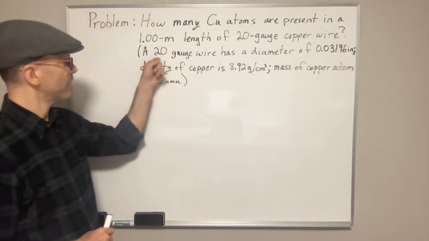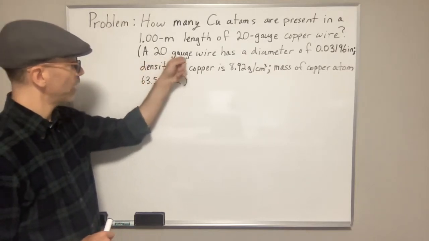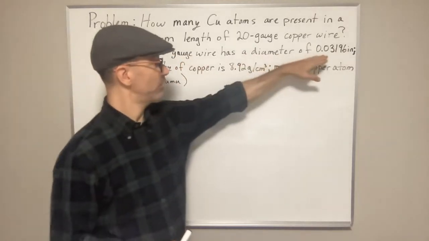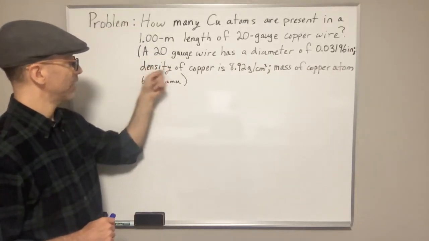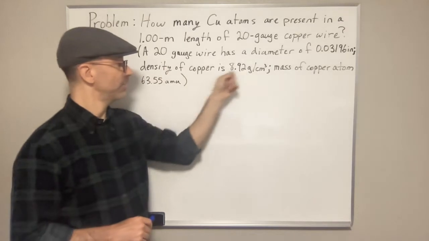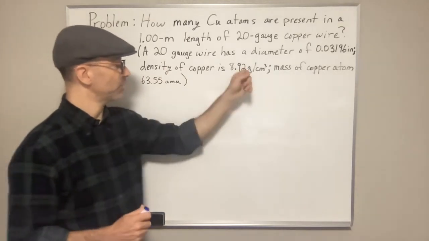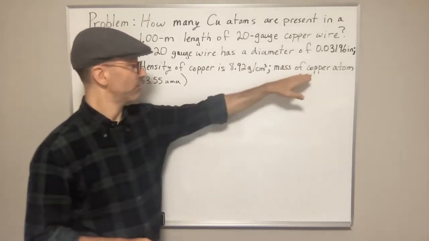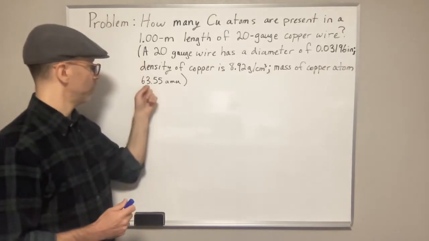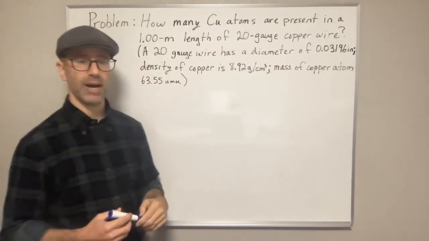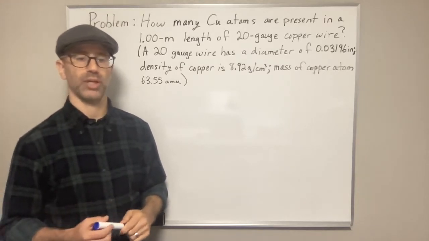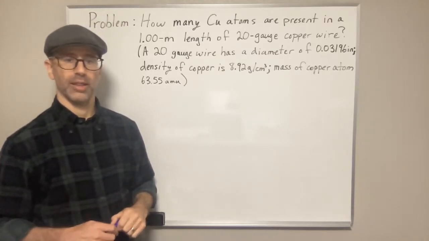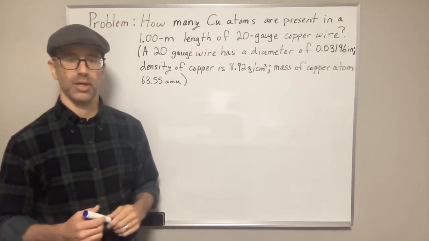They give you that 20 gauge wire has a certain diameter, so there's the diameter in inches. They give you the density of copper, 8.92 grams per centimeter cubed, and the mass of a copper atom, 63.55 AMUs, which is the atomic mass unit used for very small things like atoms and molecules.